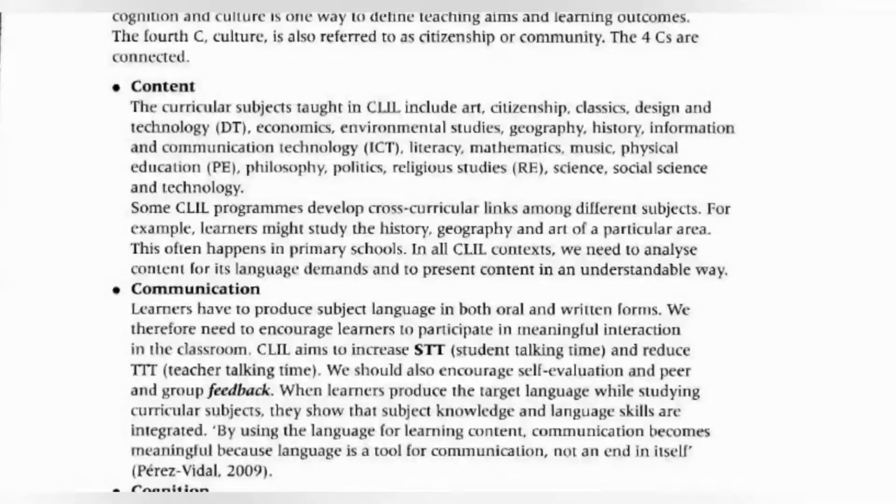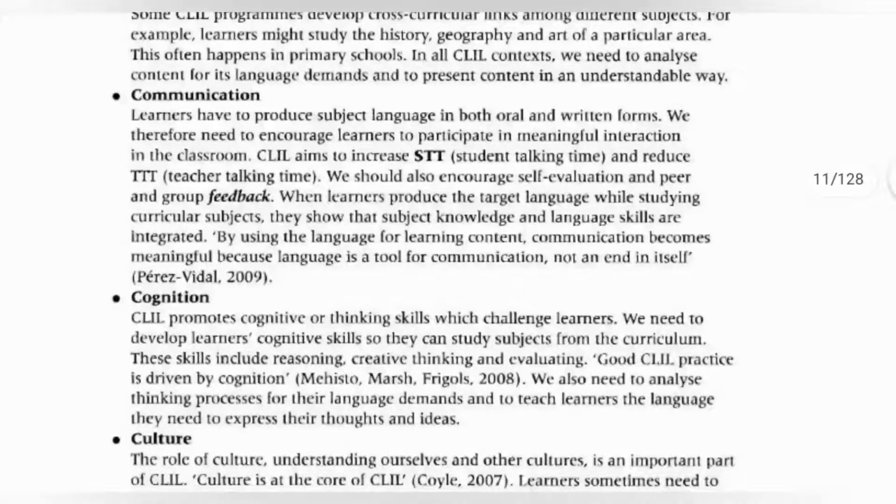In all CLIL contexts, we need to analyze content for its language demands and to present content in an understandable way. Communication. Learners have to produce subjects' language in both oral and written forms. We therefore need to encourage learners to participate in meaningful interaction in the classroom. CLIL aims to increase student talking time and reduce teacher talking time. We should also encourage self-evaluation and peer and group feedback.